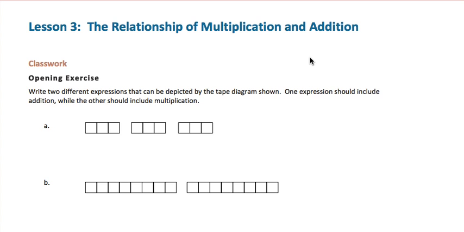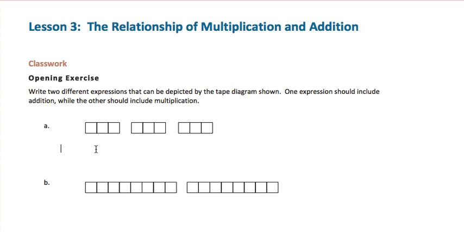In Module 4, Lesson 3, we're going to look at the relationship between multiplication and addition. So starting in the opening exercise, they ask us to write two different expressions that can be depicted by the tape diagrams that are shown. One expression should include addition, while the other should include multiplication.